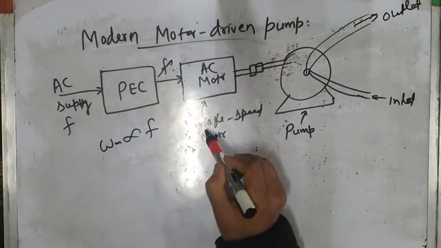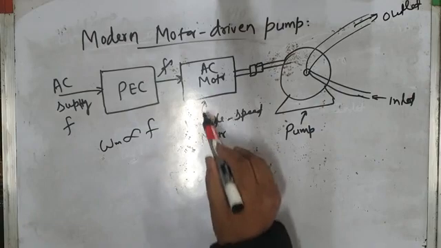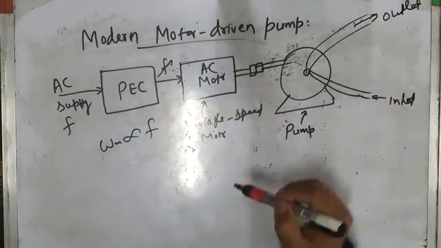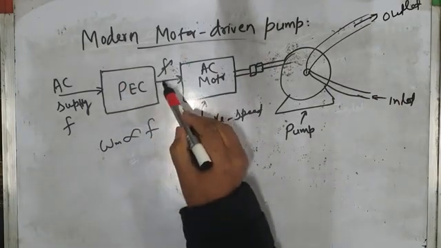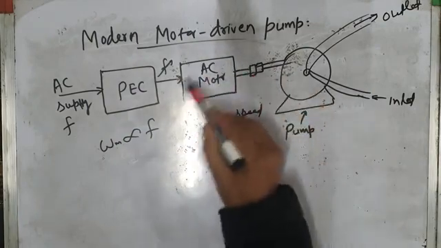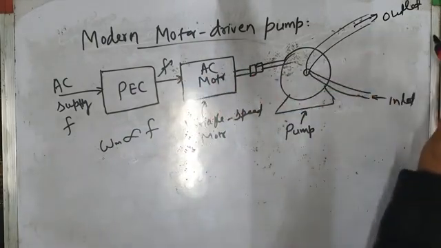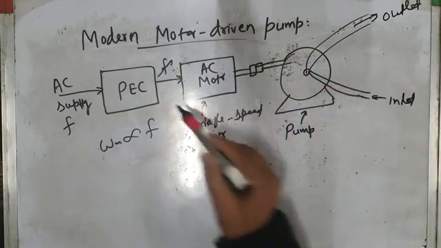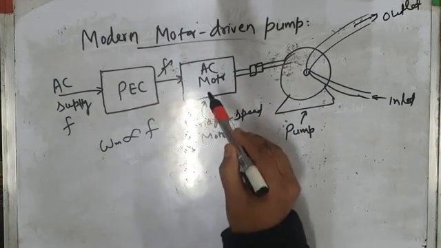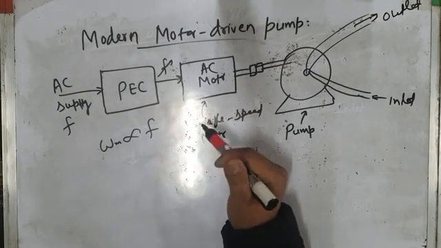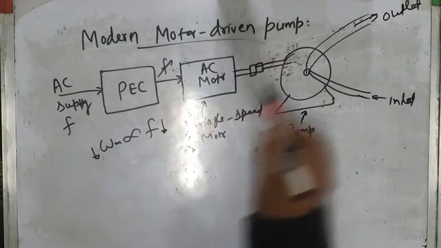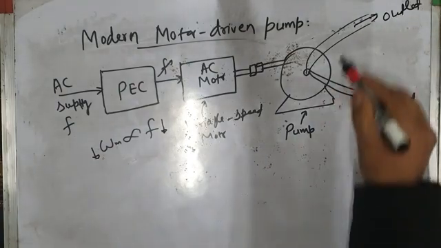So instead of using a single speed motor, we are using a variable speed motor. If the flow rate required is high here, what will this power electronic converter do? It will impress a voltage at rated frequency, at high frequency, so that the motor runs at rated speed and flow rate is high. If you want to reduce the flow rate, what this converter will do, it will decrease the frequency of the supply to the AC motor. The AC motor now receives voltage at reduced frequency, so its speed automatically gets reduced, because at low frequency speed is less and flow rate also automatically gets reduced.